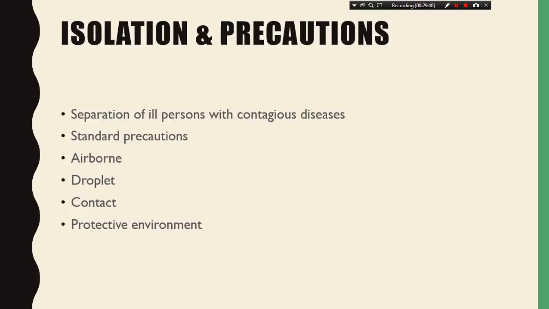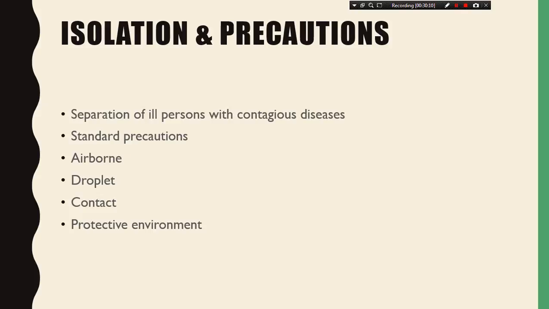Droplet, this might be a patient who has influenza. You're going to wear a surgical mask, gloves, and then a gown. Okay. Contact, these patients might have C. diff, or they might have an MRSA colonization. Then we're going to make sure that we wear gloves and a gown, especially if we anticipate coming in contact with some sort of fluid.